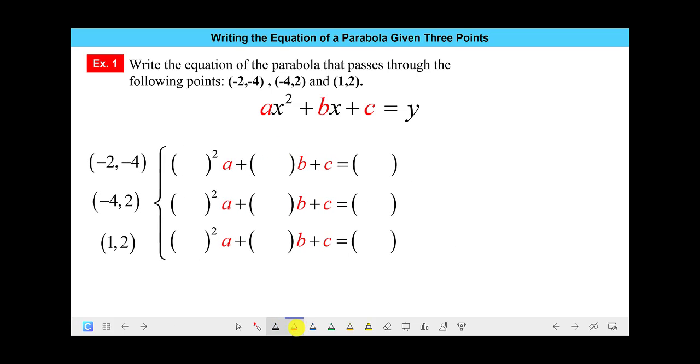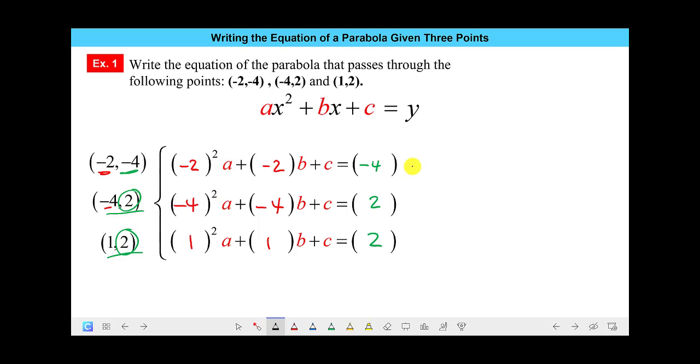So I'm going to start off here. -2 has to go here, but it also goes here. And then way over here is my -4. That's my y value. In fact, I can go right along here and go, well, these both are 2. Cool. Can come back in here and go, okay, -4, -4, and then 1, 1. So notice my x's and y's.